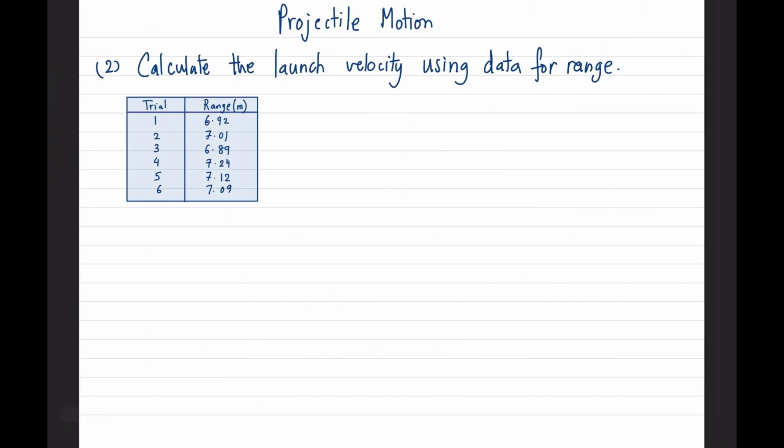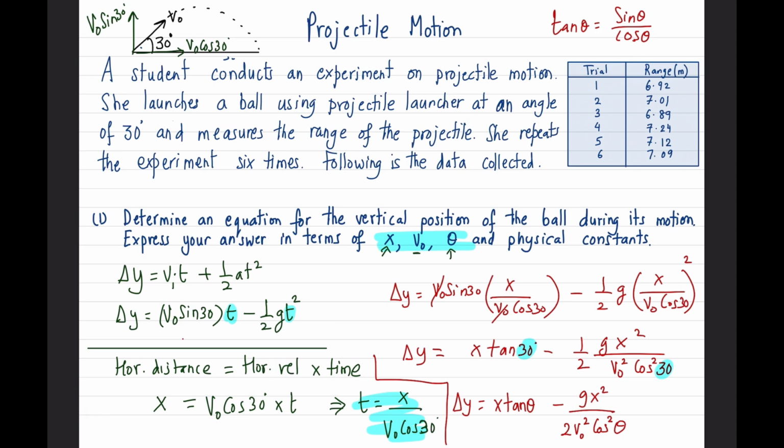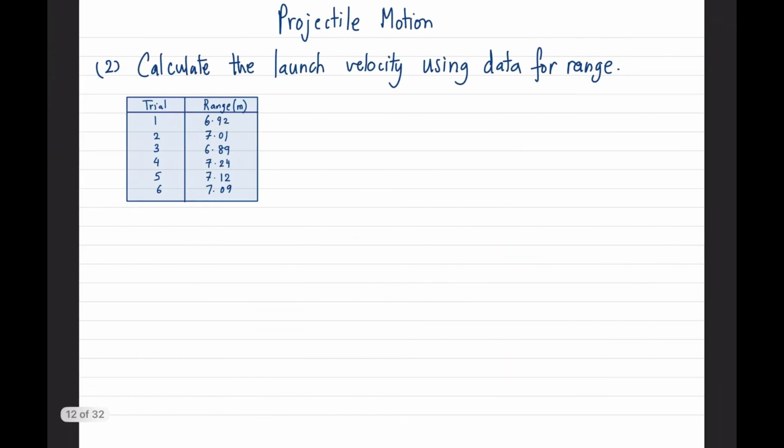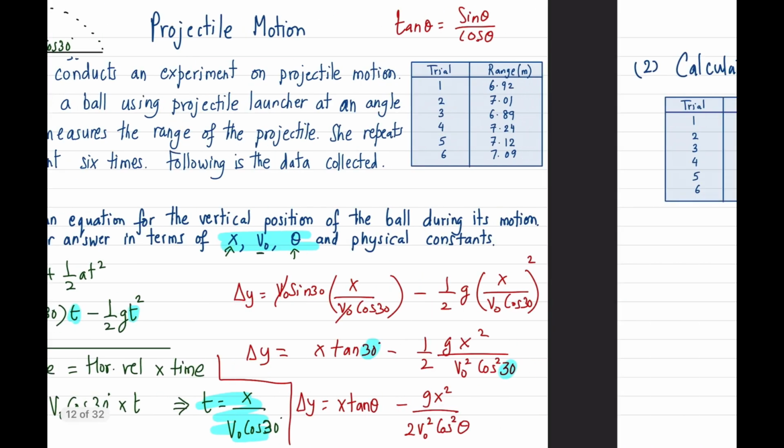Calculate the launch velocity using the data for range. So we have got the data. The student was doing an experiment and she did it 6 times and got different values for range. Now we want to find the value for the launch velocity from this range. So how to get that? We can see that we have an equation in the first part. So I'm just going to copy that equation onto the next page.